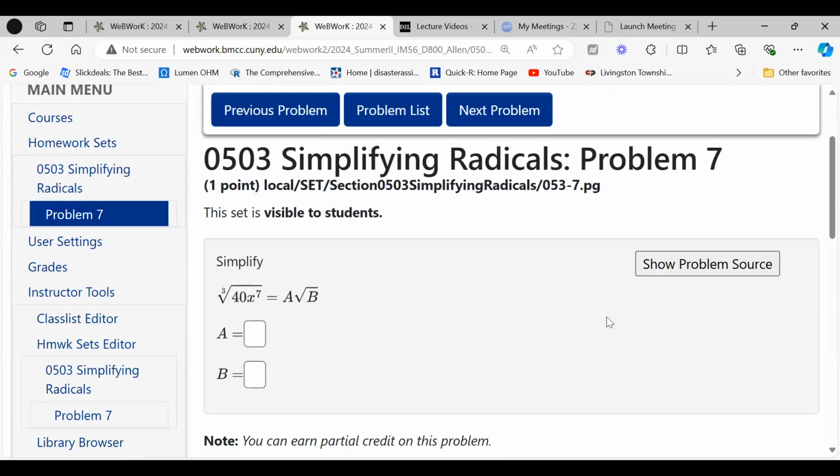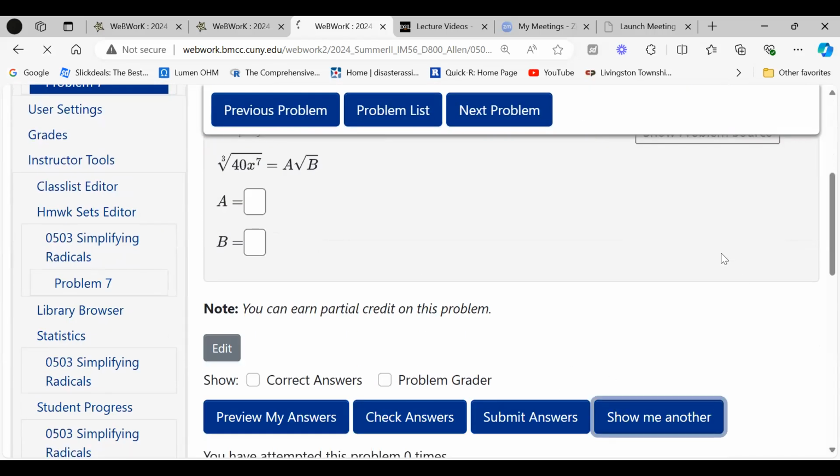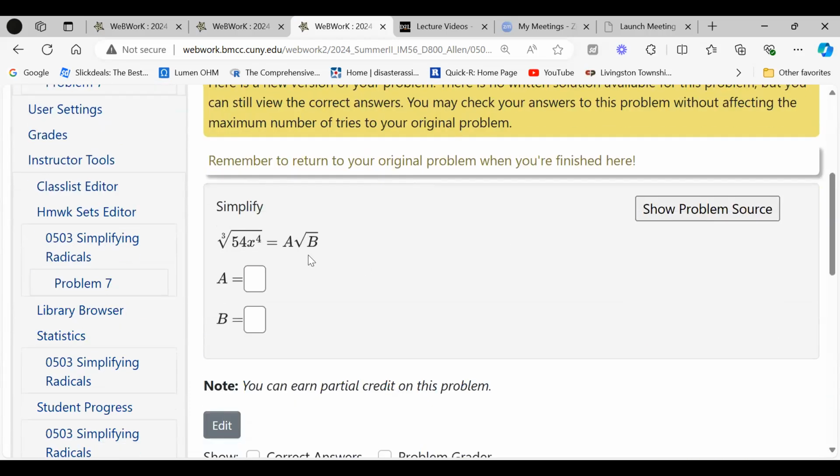Okay, you try this one. It's a cubic root. Give it a shot.